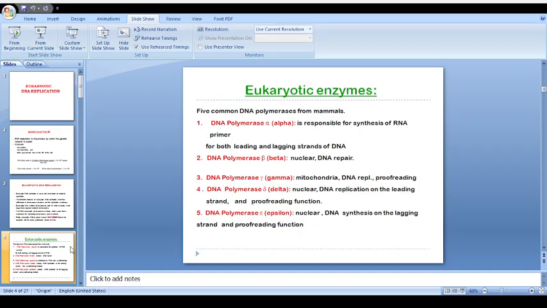It is responsible for production of primer in both the leading as well as the lagging strand of the DNA, whereas DNA polymerase beta is responsible for our DNA repair mechanism, just like DNA polymerase 2 of prokaryotic replication, and DNA polymerase gamma is responsible for mitochondrial DNA replication. This is the only circular DNA which is available in eukaryotes.